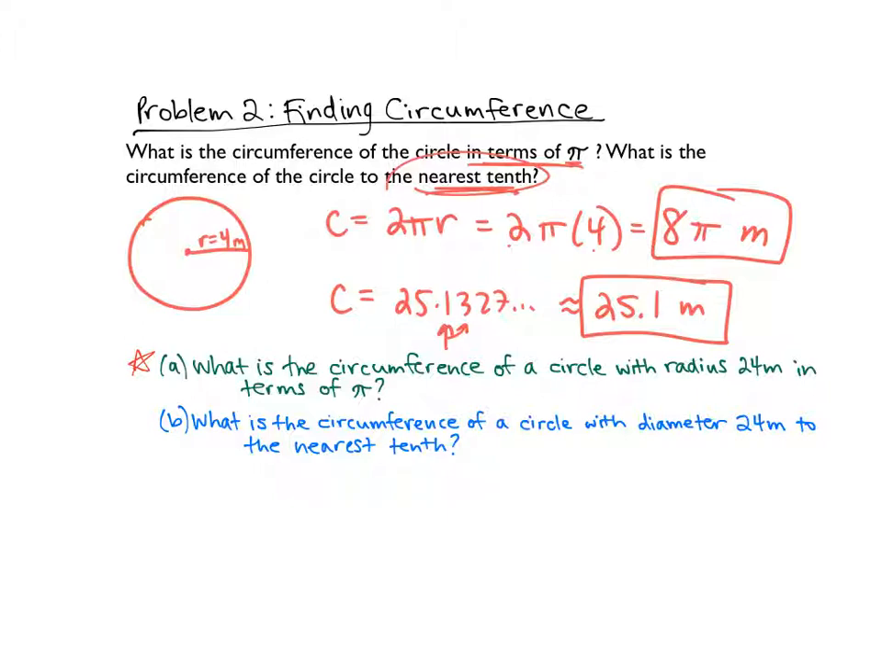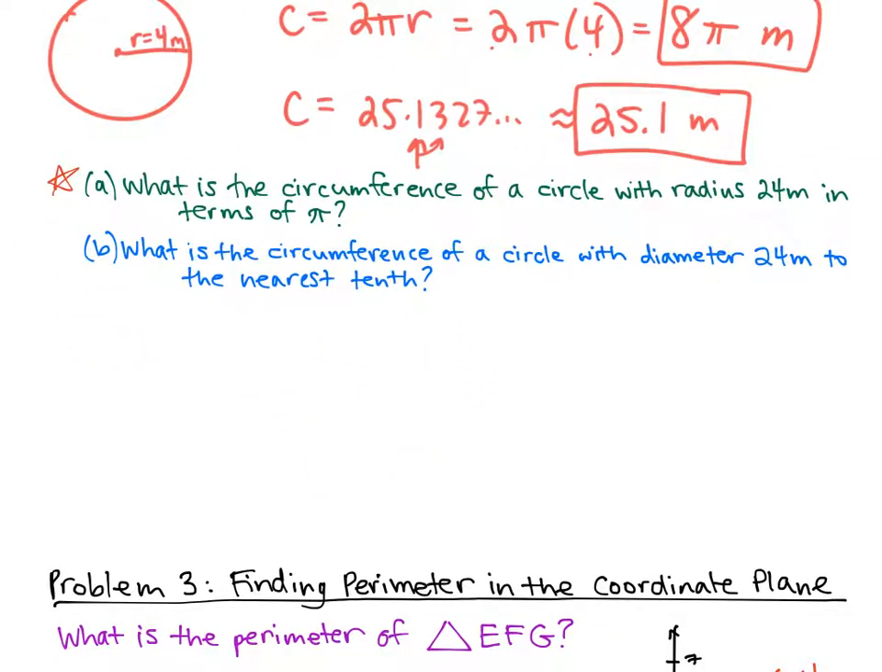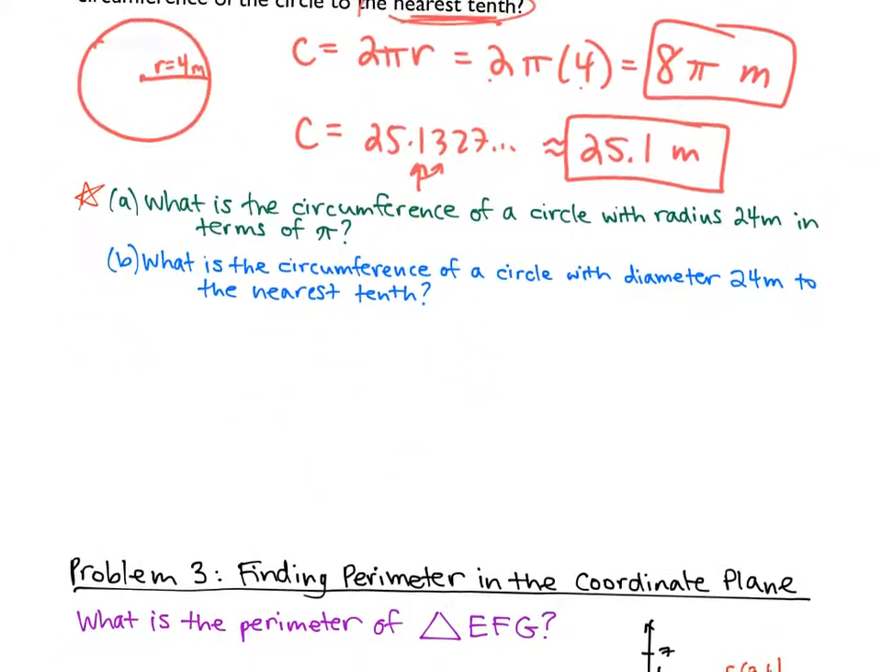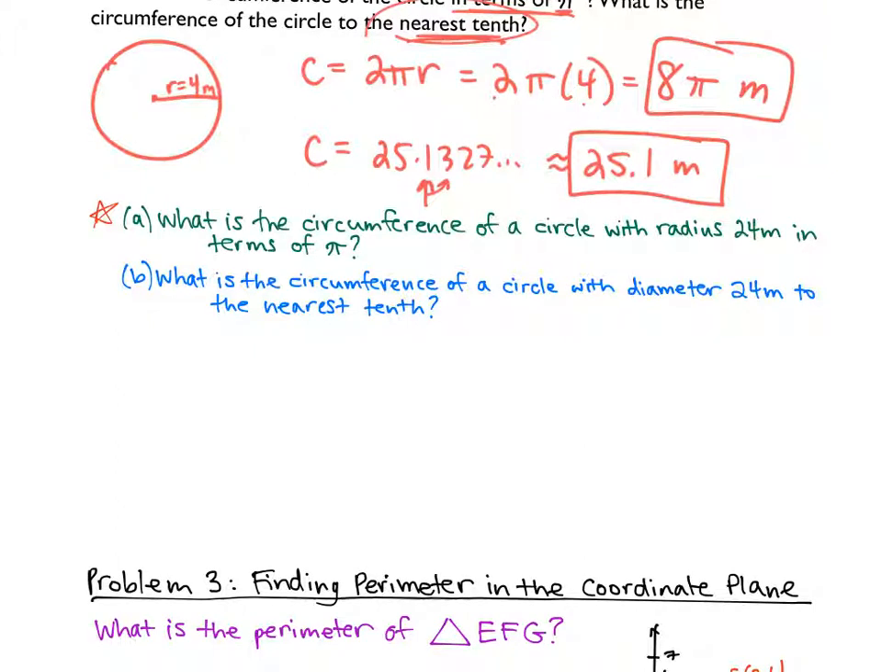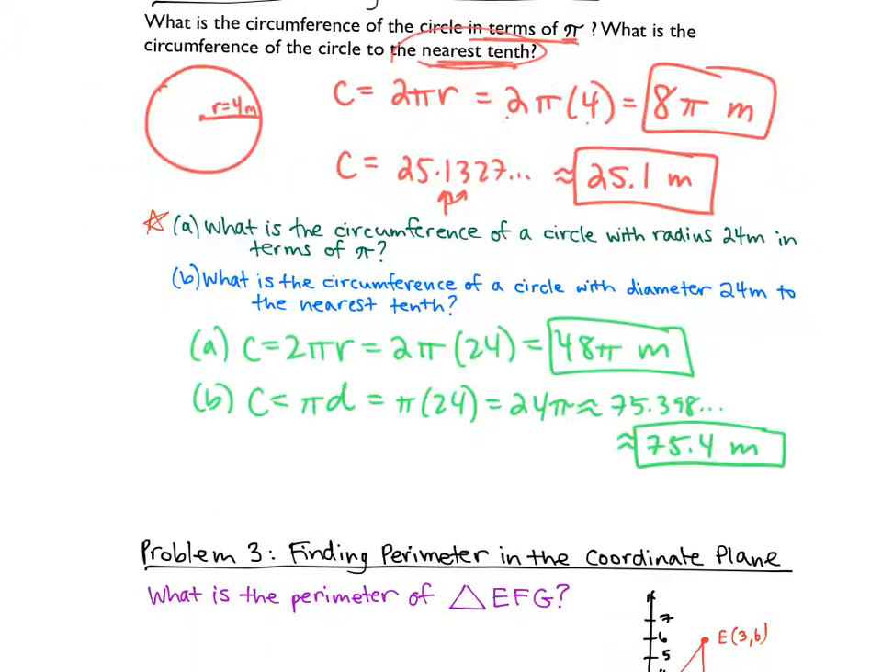Okay, so these are questions for you to try on your own. Circumference of a circle with radius 24 meters in terms of pi, and then what's the circumference of a circle with a diameter of 24 meters to the nearest tenth. Okay, so try those two on your own, and then check back for solutions.